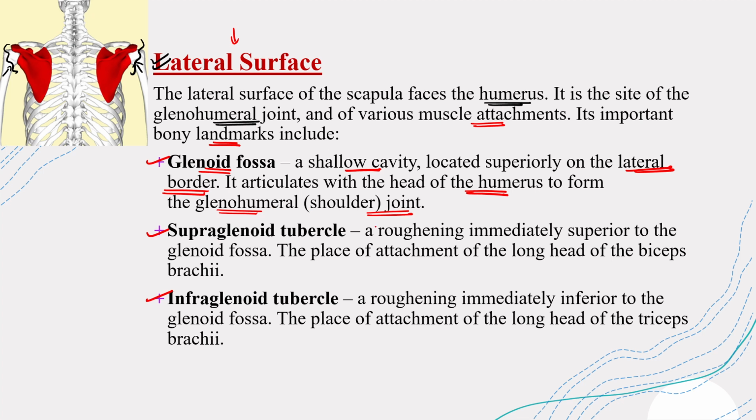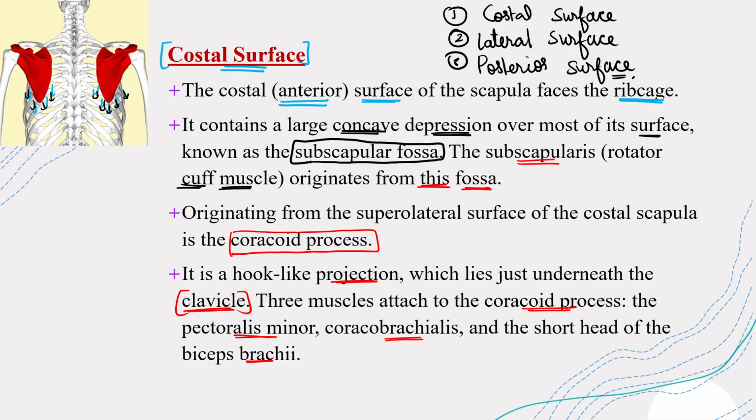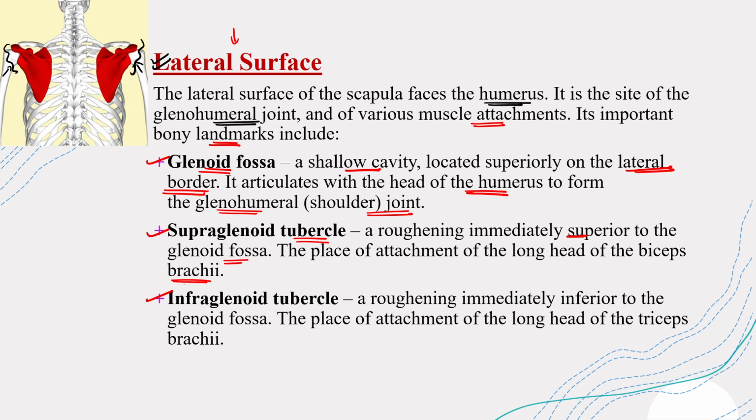Now talking about the supraglenoid tubercle. What is the supraglenoid tubercle? Above the glenoid fossa you have a rough area where the attachment of the biceps brachii is. This area above the glenoid cavity is the supraglenoid tubercle, which gives an area of attachment to the biceps brachii.